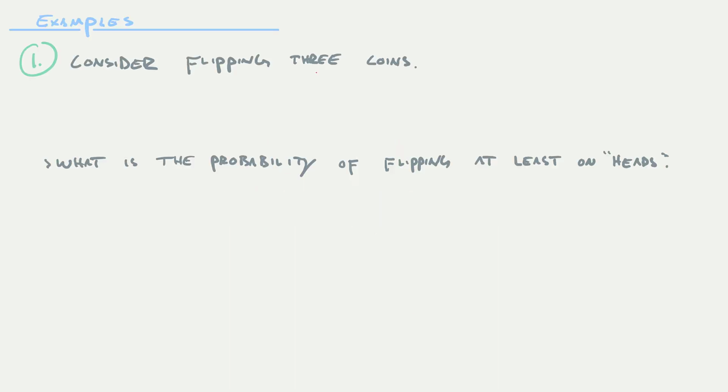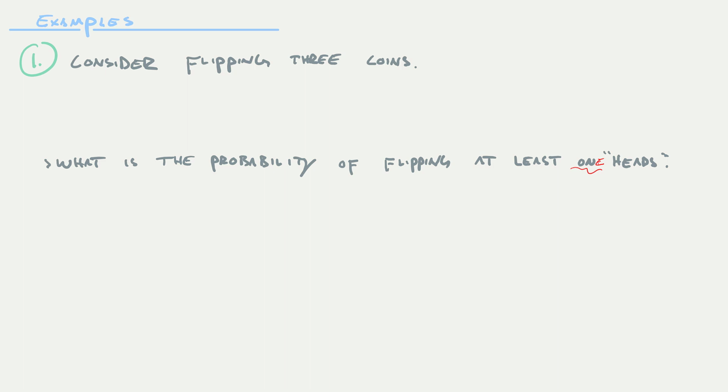All right, example number 1. Consider flipping 3 coins. What would be the probability of flipping at least 1 head? That's probably going to say "on" for every slide after this. So just pretend there's an E after that.